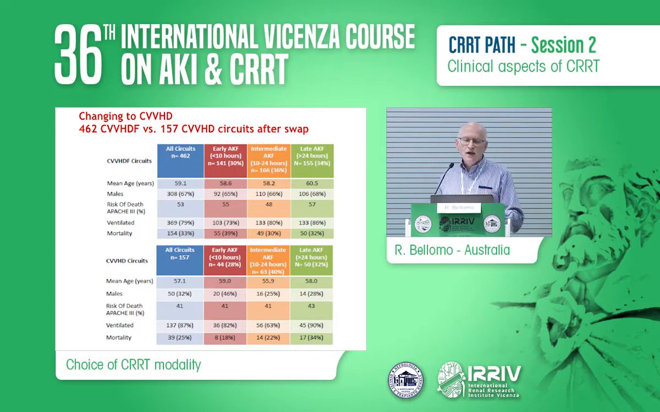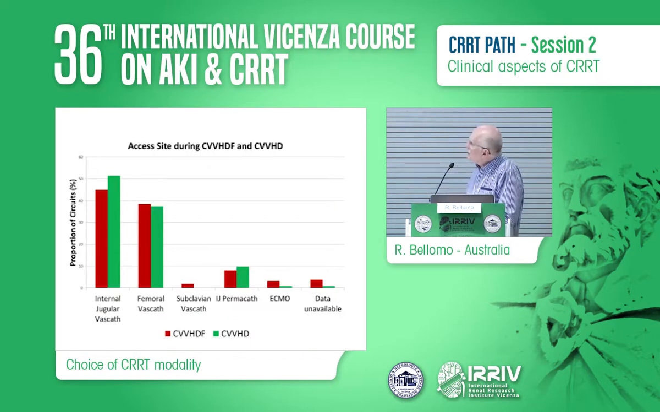And we decided to look at circuits that had a short filter life, what we call acute kidney failure or artificial kidney failure, and intermediate filter life and late filter life, and look at these two modalities in comparison. You can see that the kind of patients and the kind of filter lives we saw were very similar. When we looked at whether there was a difference in access and the effect between CVVH-DF and CVVHD, we didn't really see any significant signal there.